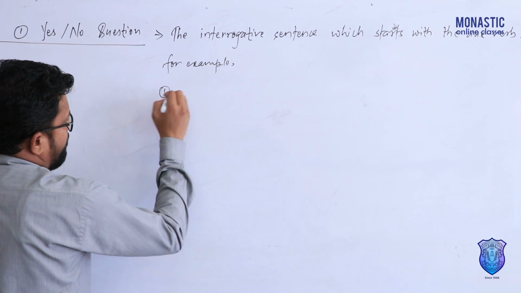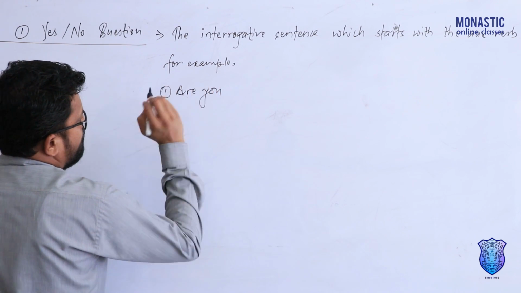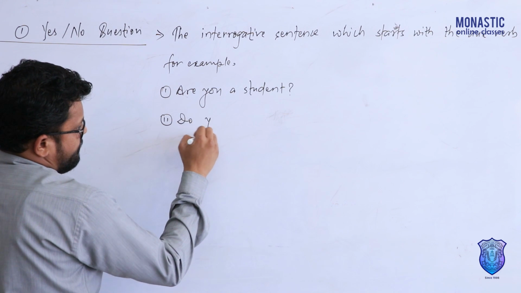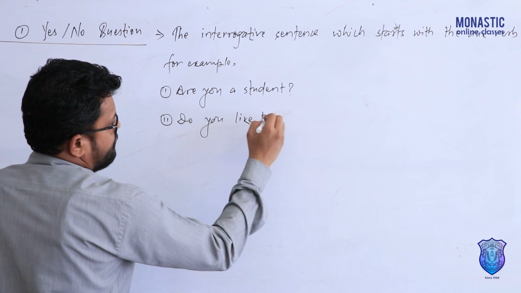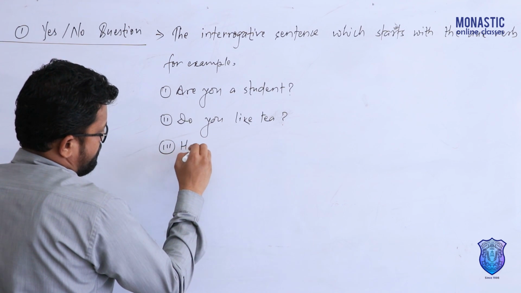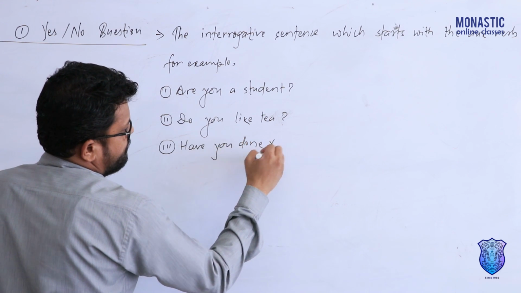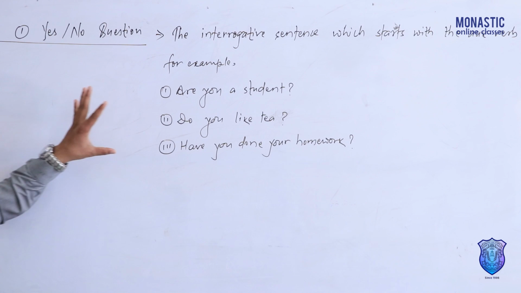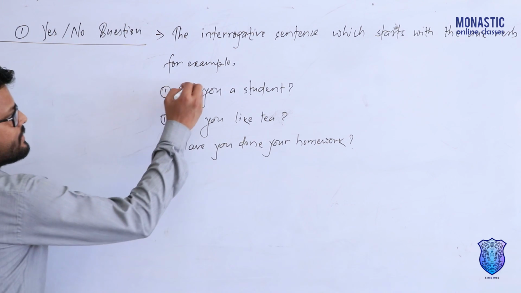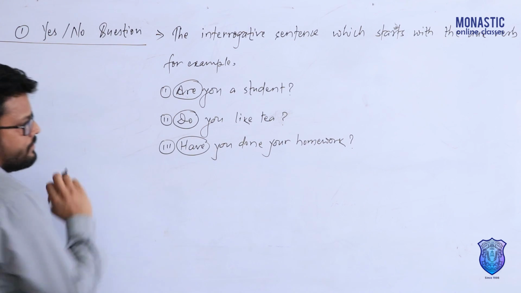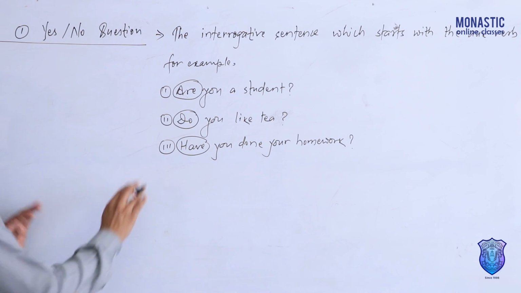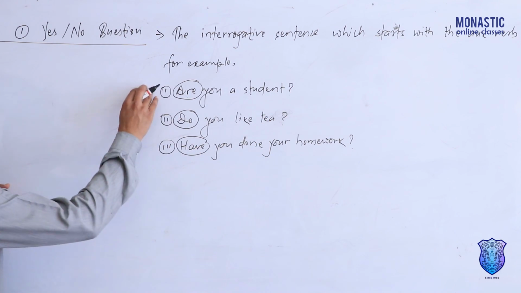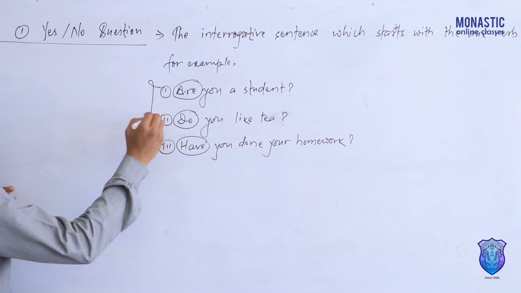I want to give you examples. For example, are you a student? Do you like tea? Have you done your homework? You can see all these interrogative sentences are yes/no questions. These all start with auxiliary verbs, and they end with the sign of interrogation. This type of question is known as a yes/no question.